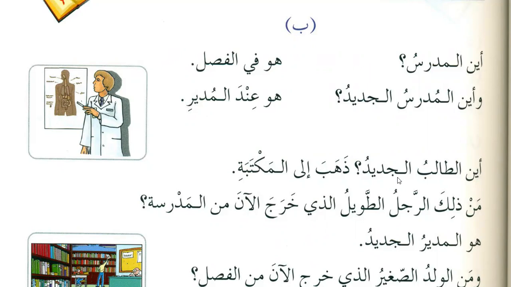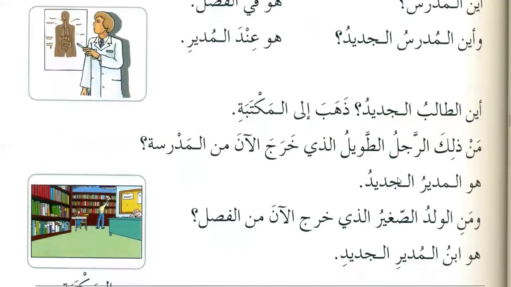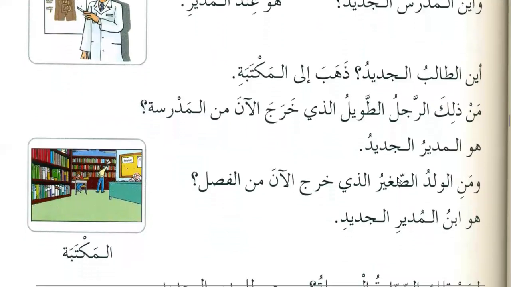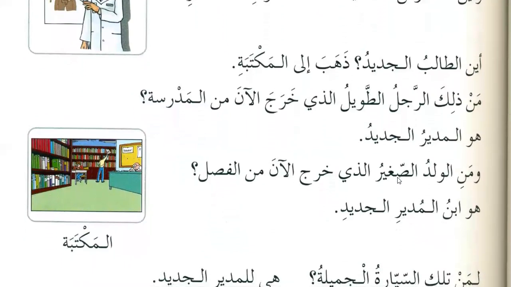Aynal mudarrisu huwa fil fasli wa aynal mudarrisul jadidu huwa indal mudiri. Translation: where is the teacher? He is in the class. And where is the new teacher? He is with the mudir. He is with the principal. Okay. Aina talibul jadidu? Where is the new student? Zahaba ilal maktabati. He went to the library.